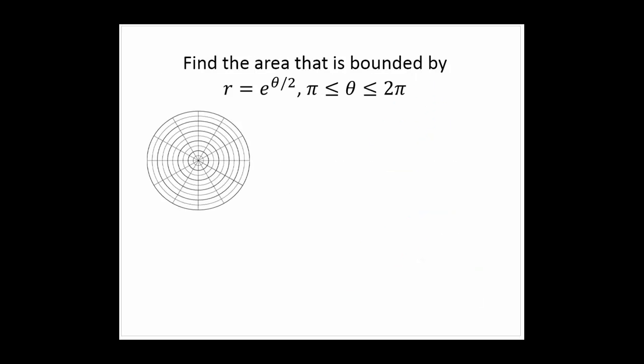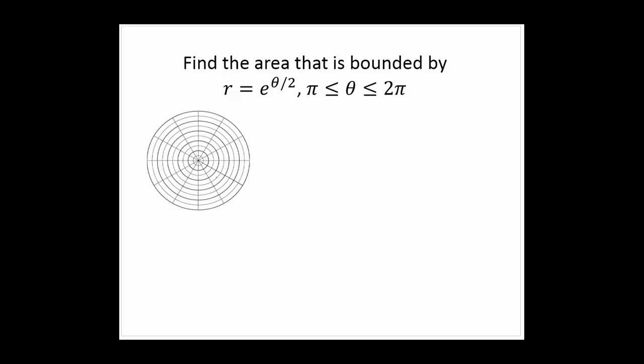So for example, let's say we were asked to find the area that is bounded by r is equal to e to the theta over 2 from pi to 2 pi. Now if you were to sketch this curve, that's called a spiral. It ends up being a spiral.